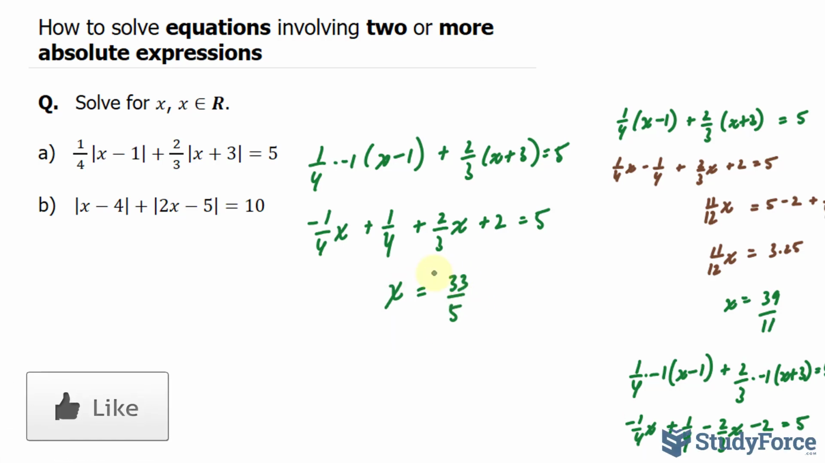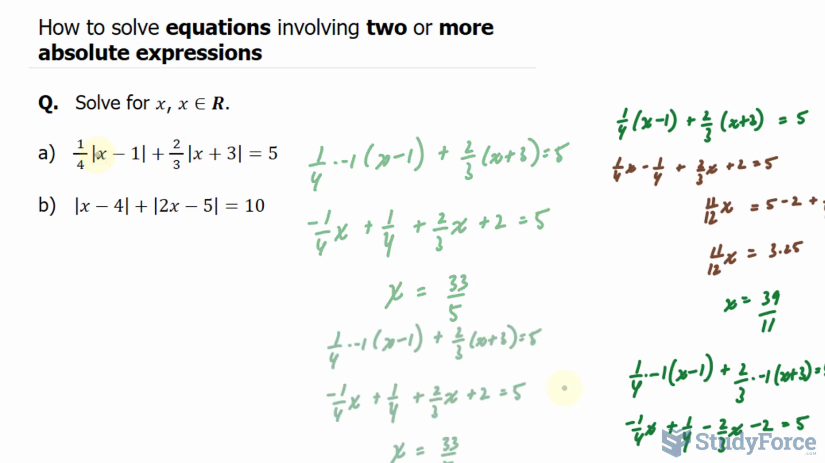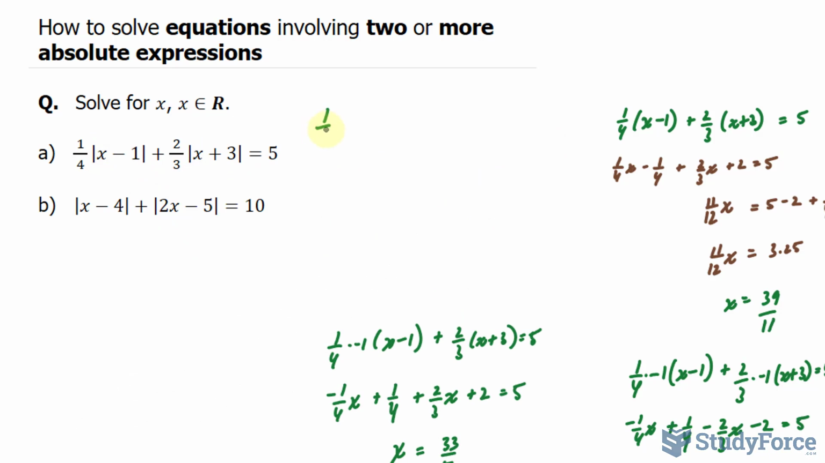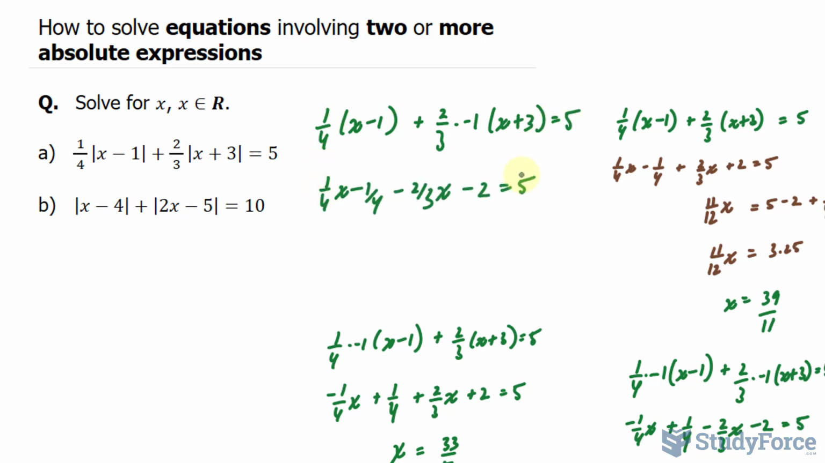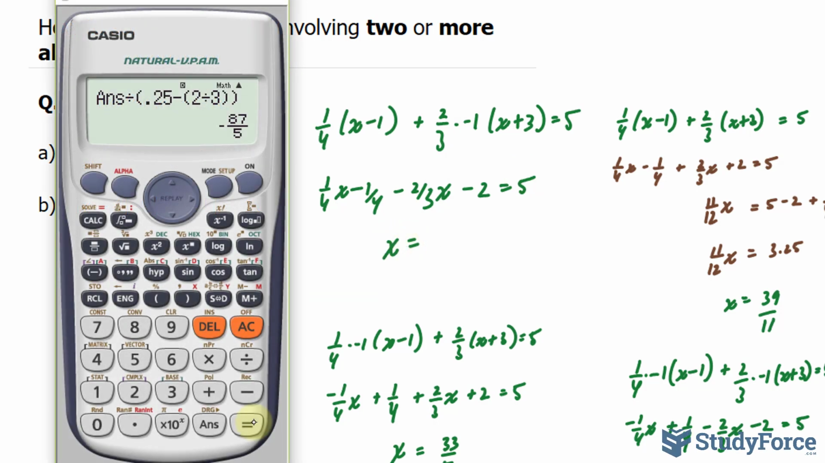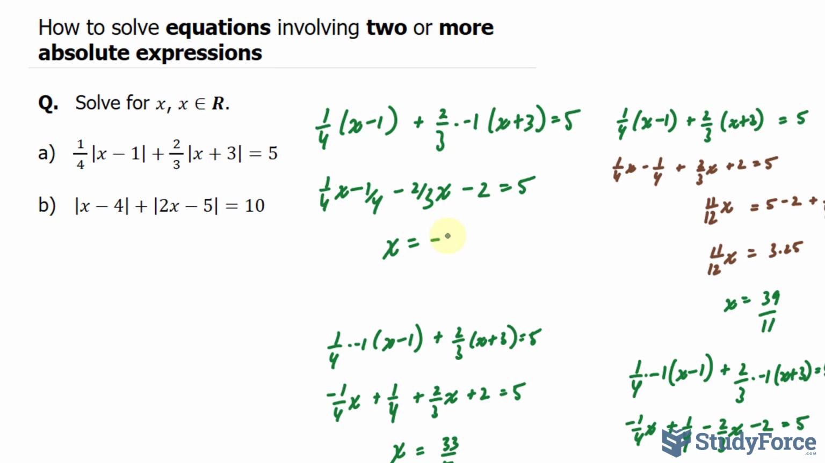My last possibility is if this is negative and that's positive. So here we go again. 1 over 4 bracket x minus 1, that doesn't change, plus 2 over 3 times negative 1 bracket x plus 3 is equal to 5. Let's expand. Now if we solve this correctly, we should have an x value that is equal to negative 87 over 5.